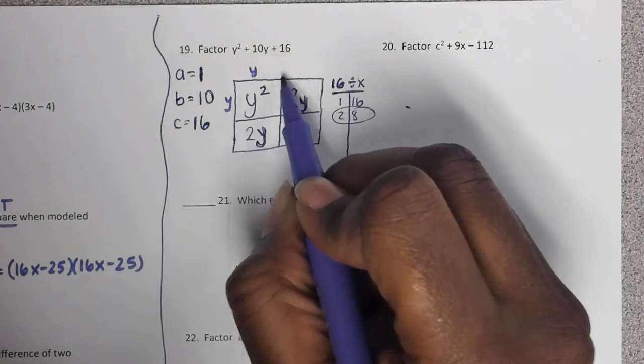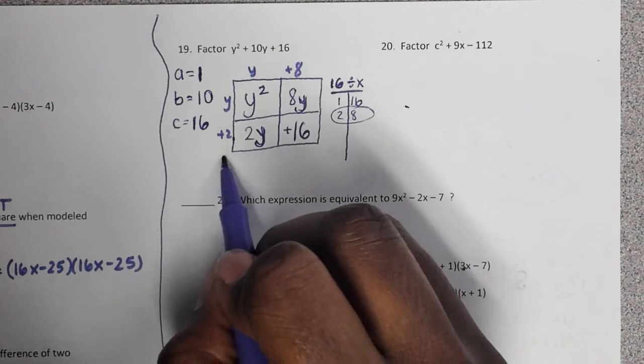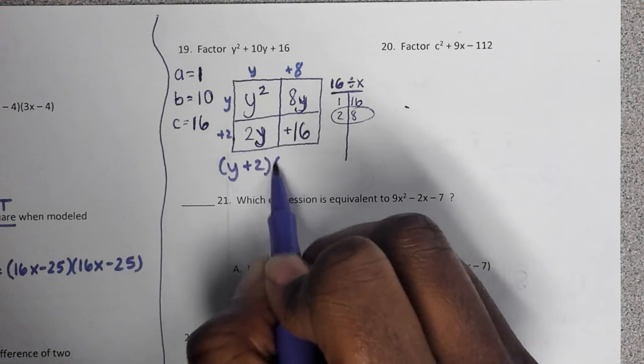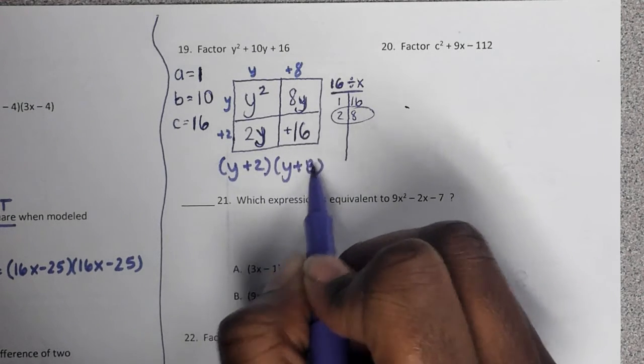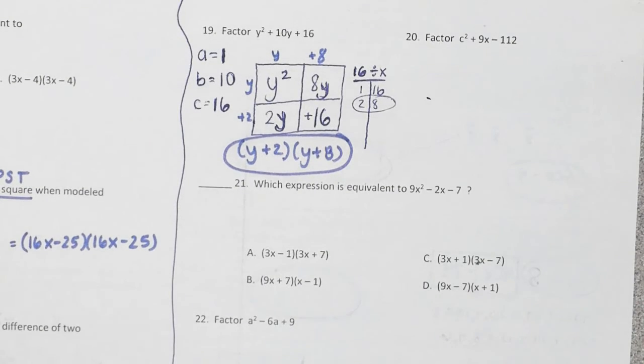So y, positive 8, positive 2. Yes, everything's positive. You don't have to worry about anything not being positive. Those are our factors.